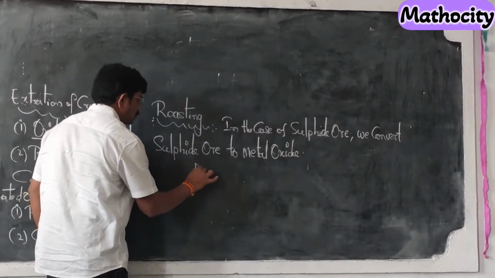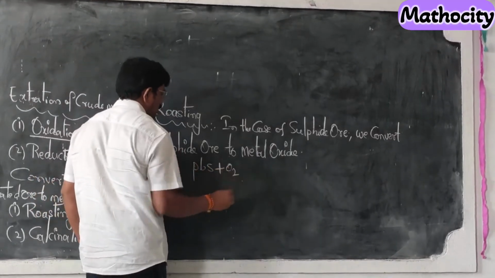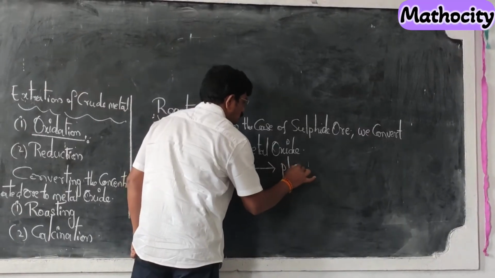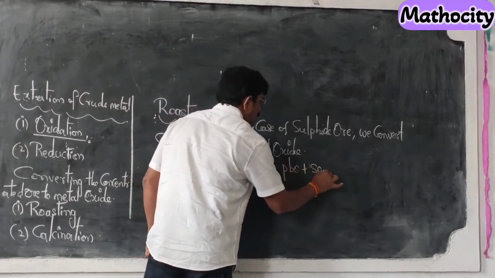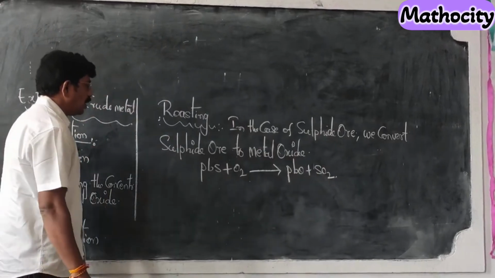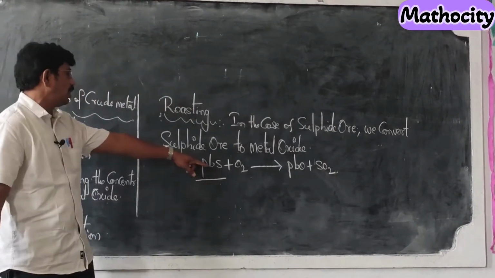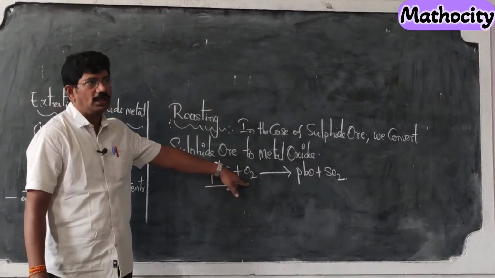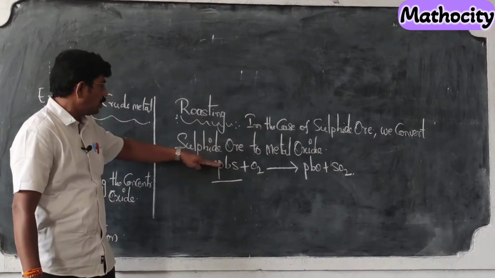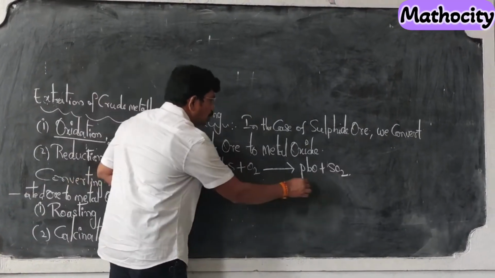See this one. Lead sulfide plus oxygen, you will get lead oxide plus sulfur dioxide. What is formed here? Sulfur dioxide. What you are doing? You are heating the sulfide ore in the presence of oxygen. Are you clear about that one? So you are heating the ore in the presence of oxygen to convert this sulfide ore to oxide ore.